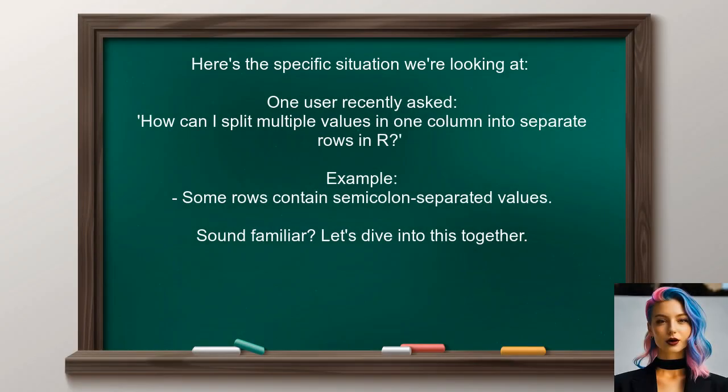Here's the specific situation we're looking at. One user recently asked, "How can I split multiple values in one column into separate rows in R?" They provided an example where some rows contain semicolon-separated values. Sound familiar? If so, let's dive into this together and find a solution.